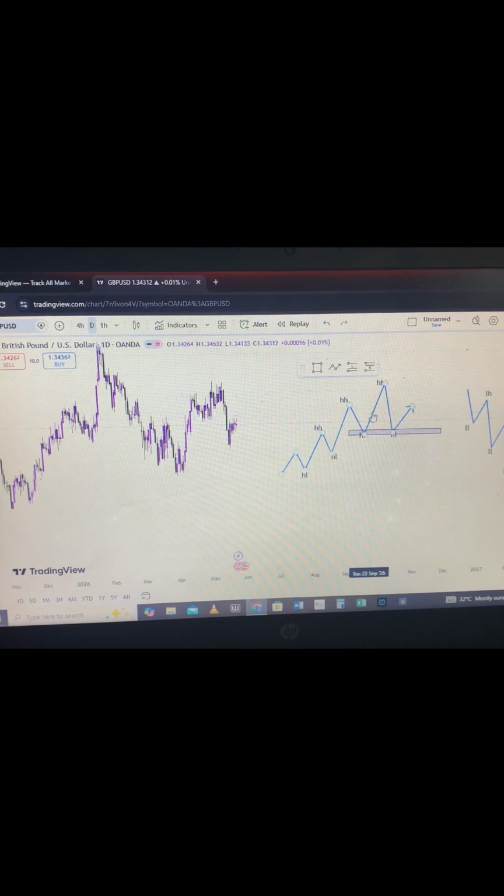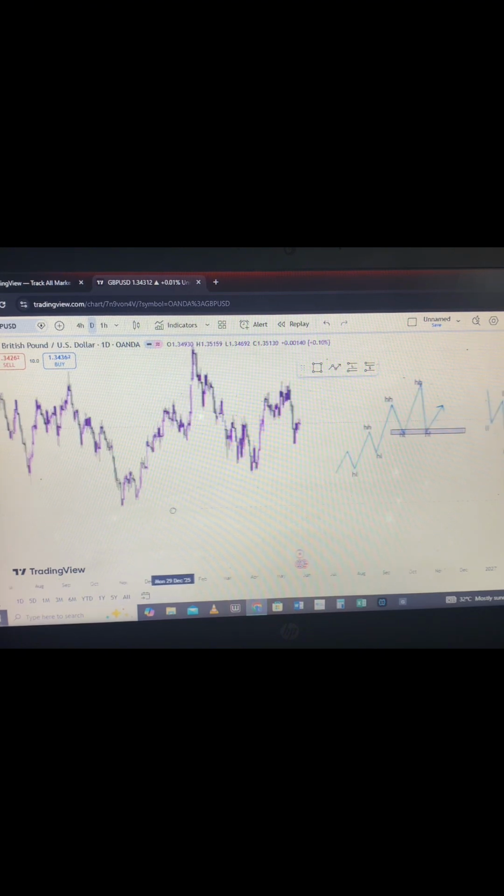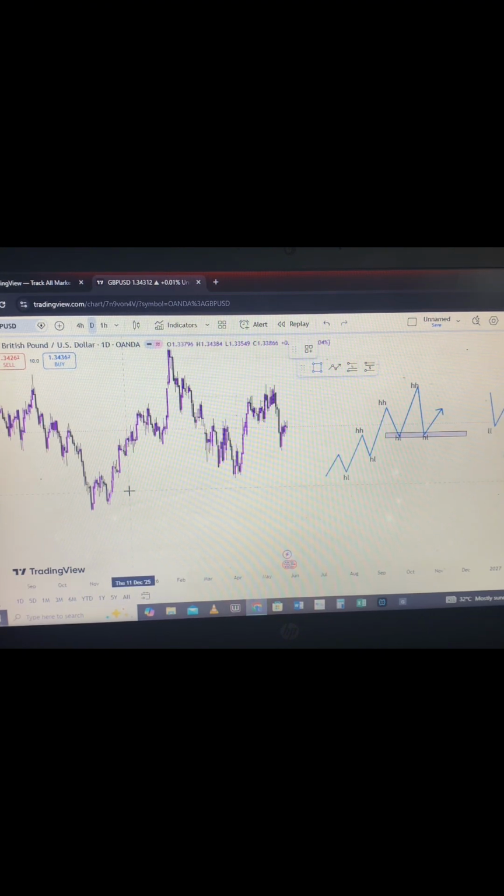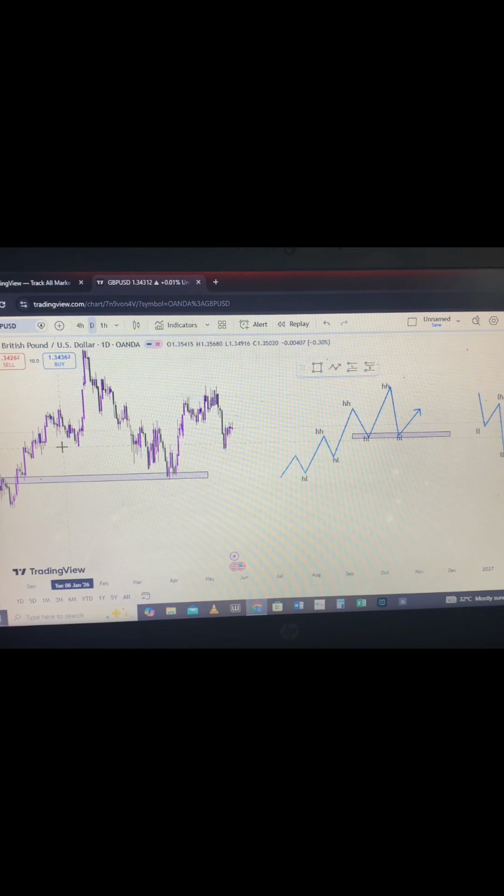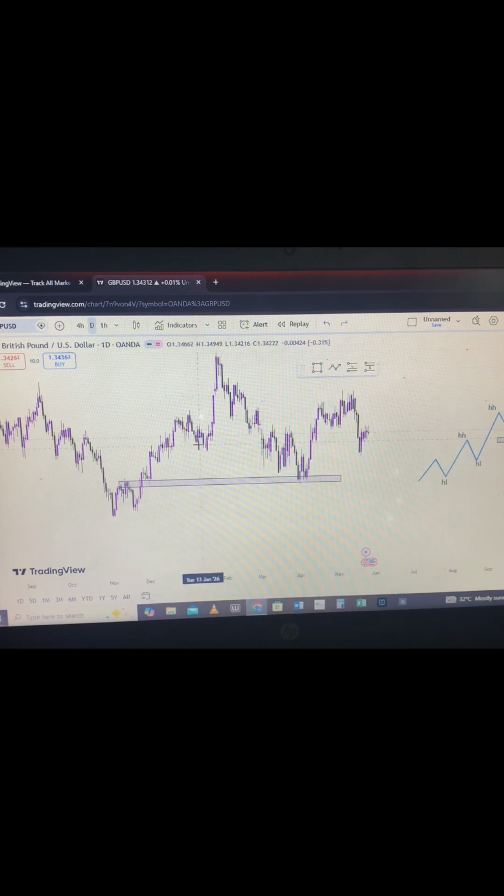So let me draw a new one here. Price started moving from here, creating higher highs and higher lows from this zone. So let's go. You can see here, price came here and created a higher high, higher low, higher high, higher low, higher high, higher low. Price moved up, came back, higher high. Now this is a higher low.